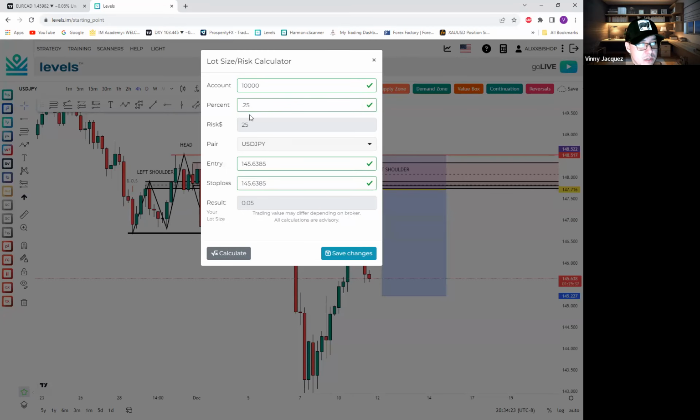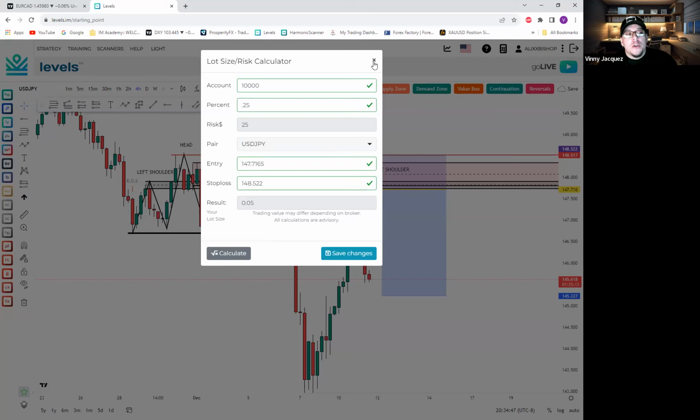10K account. Everything stays the same. USD JPY. Let's go ahead. 147.716. My stop loss is going to be 148.522. And my lot size is going to stay the same, 0.05. So at the end of the day, I know I'm only risking $25.